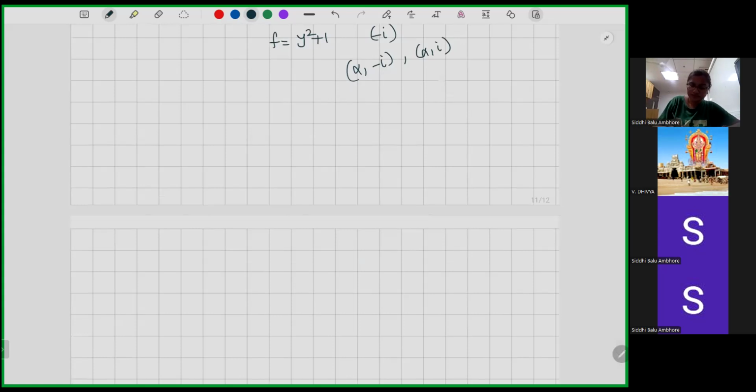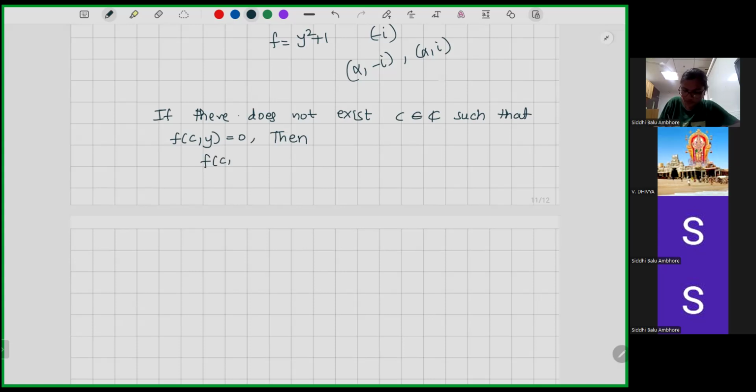So if there does not exist c in C such that f of c comma y is 0, then this f of c comma y is some polynomial p_n y power n, up to p_1 y plus p_0, in Cy.